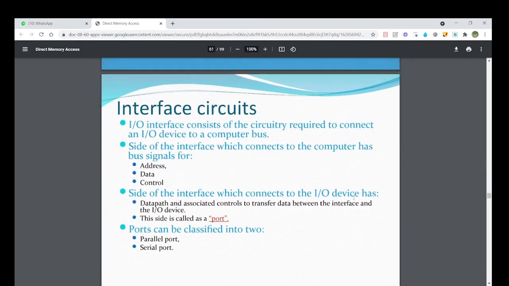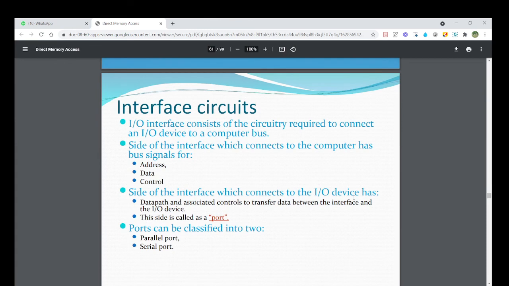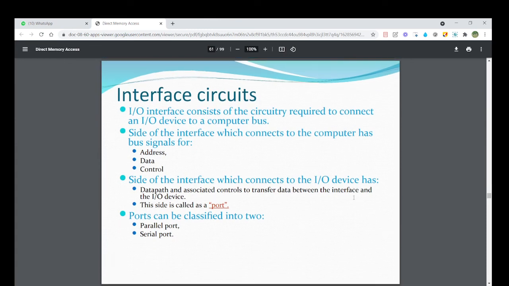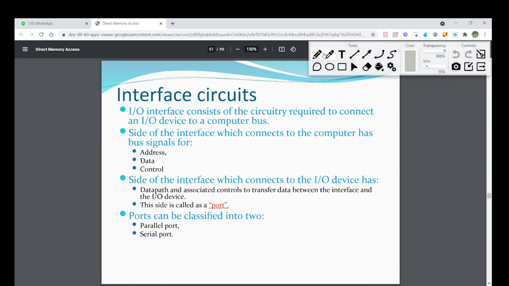So why do we require these interface circuits? What are the parts of these interface circuits? That is what we are going to study in this topic. So what is an interface circuit? I/O interface consists of the circuitry required to connect an I/O device to a computer bus. So we require this in order to connect it to a computer bus.